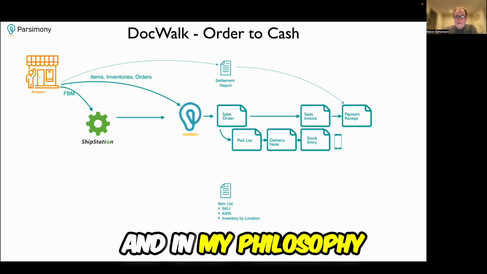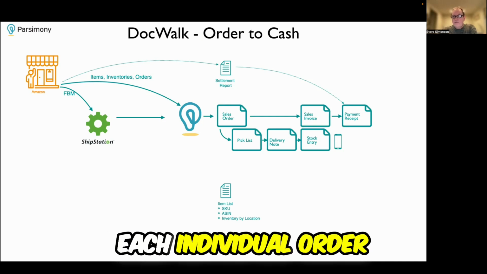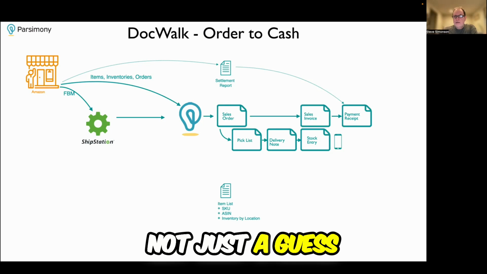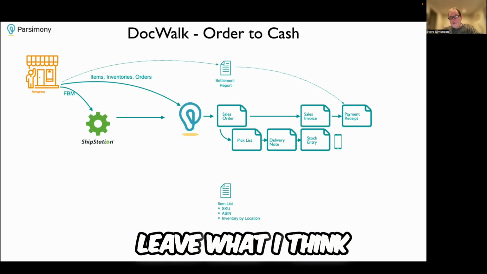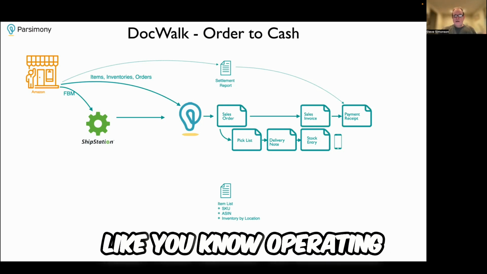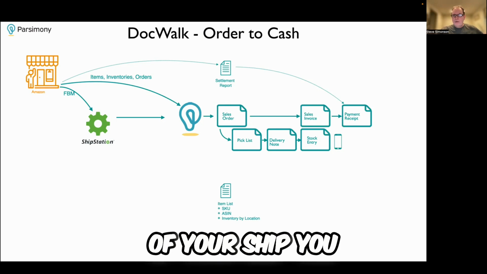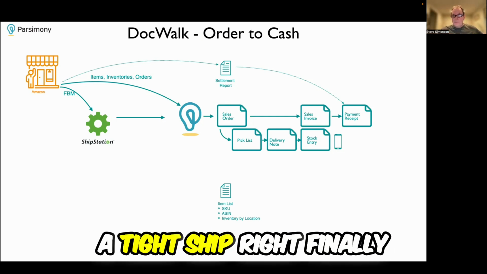And in my philosophy, I believe in having a job cost or a profit report on each individual order that is the truest thing it can be, not just a guess, right? Averages and guesses leave what I think of as leakage. It's like operating a ship at sea, but you've got a bunch of holes in the bottom of your ship. You just don't know where they all are. And by settlements, you keep a tight ship, right?